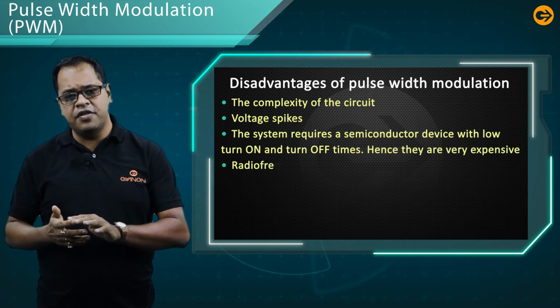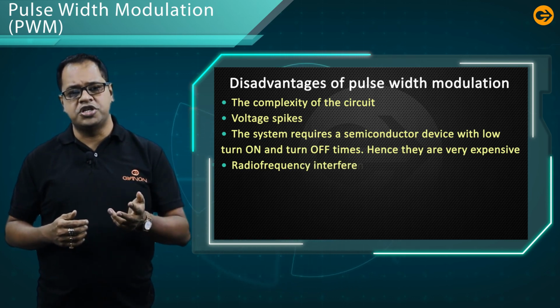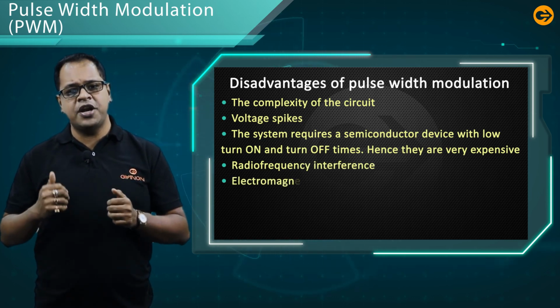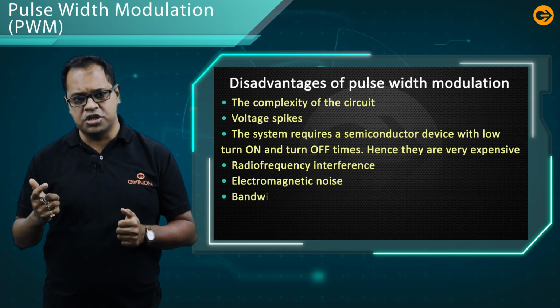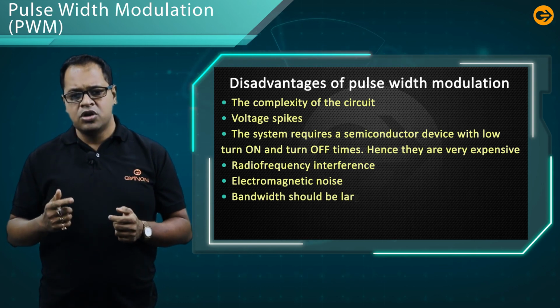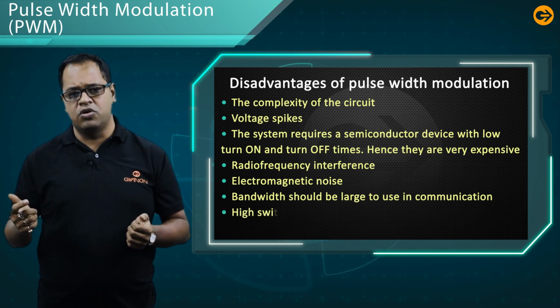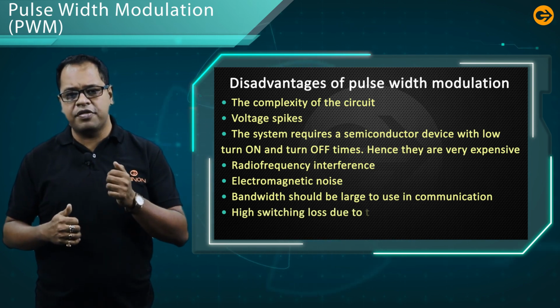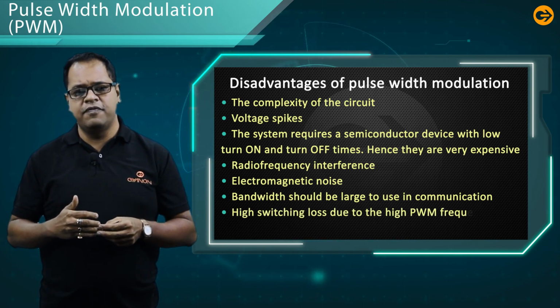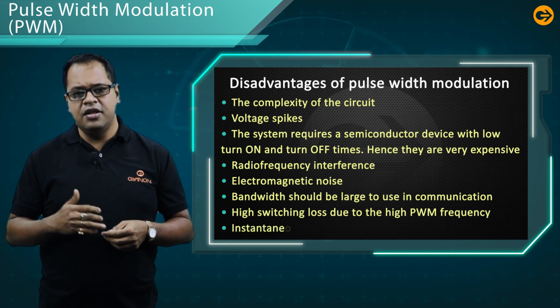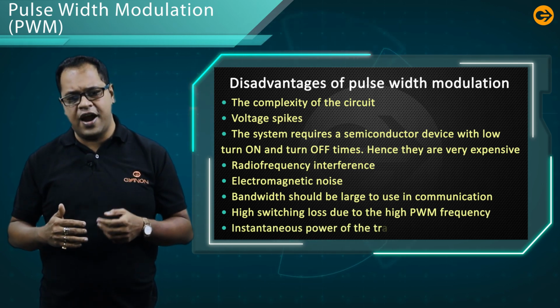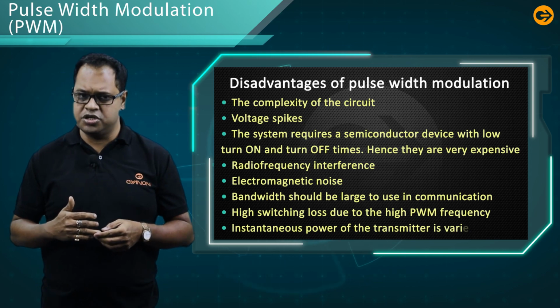Radio frequency interference may occur in pulse width modulation. There is some electromagnetic noise in pulse width modulation. Bandwidth should be large to use it in communication in the case of pulse width modulation. There is high switching loss due to the high PWM frequency. And the instantaneous power of the transmitter varies in the case of pulse width modulation.